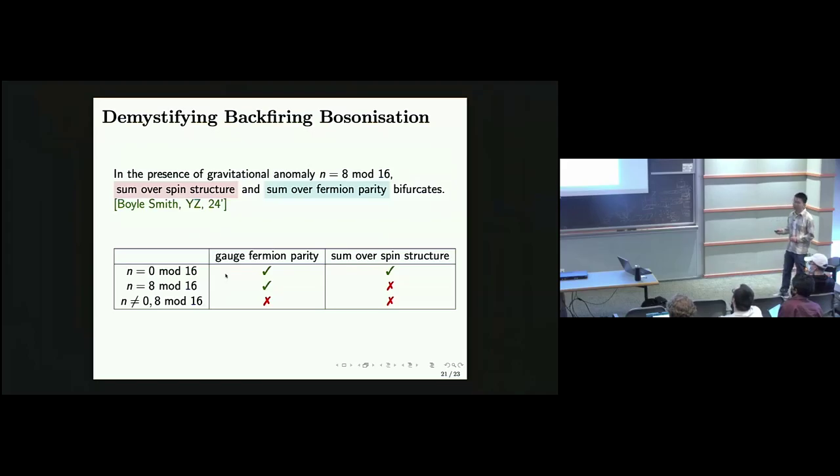When the gravitational anomaly is 8 mod 16, then I claim we can still gauge the fermion parity. You will get your fermionic theory, but it does not make sense to sum over the spin structure. So you can only do one of them. I haven't explained what happens when the gravitational anomaly takes other values, but it's not hard to believe that in those cases, you cannot gauge the fermion parity and sum over the spin structure. It will give you the zero partition function in general, as Andrea said.